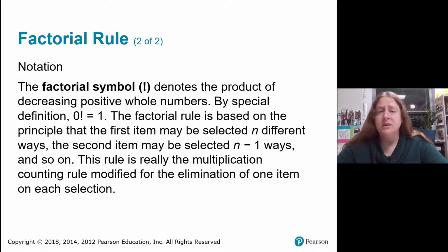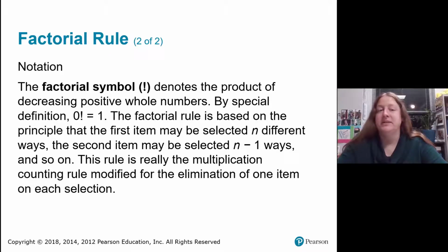All right. So the factorial rule is based on this idea that you have n different ways to select the first item, and then since you've chosen that one and you can't use it again because we have to use all n, there are n minus 1 ways to choose the second item. And then since we can't use either of those two as the third item, there's n minus 2 different ways to choose the third item, and so on until we're down to the last item, when there's just one way to choose that item. So it really is just the multiplication rule where the numbers are decreasing each time by 1.